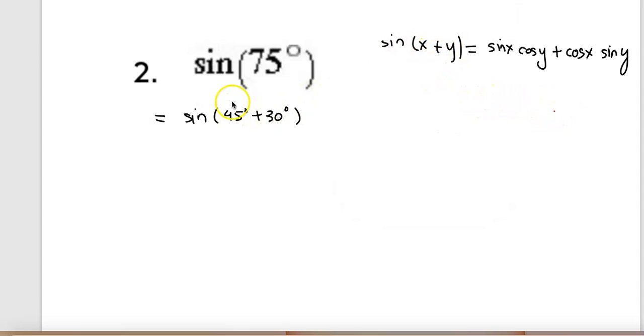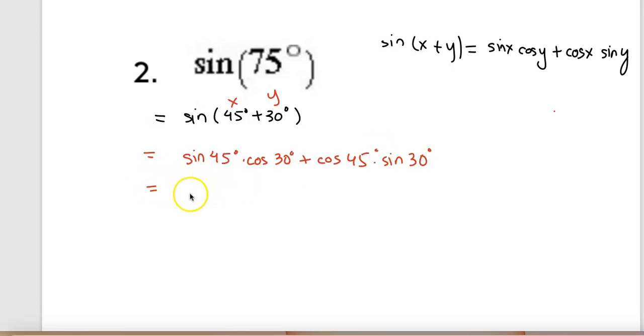Alright, so this is my x over here, that's my y over here. So let's expand this formula. It will be sine 45 degrees cosine 30 degrees plus cosine 45 and sine of 30 degrees. So sine 45 is what? That's your radical 2 over 2, and this is your 1/2, and this is your radical 2 over 2, and that's your 1/2.